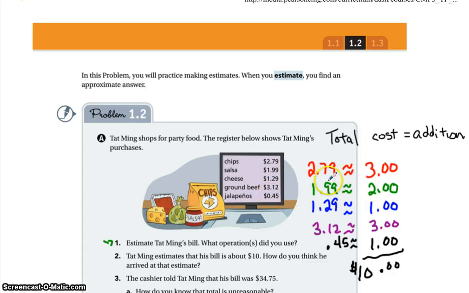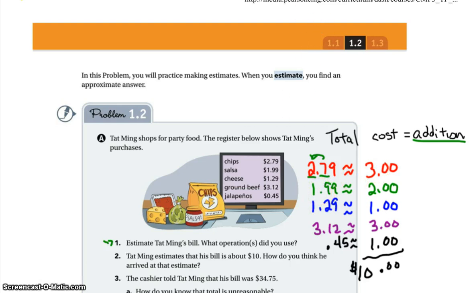Okay, so $2.79 to the nearest dollar, so to the nearest whole dollar amount. The 7 is what's going to change the 2. Okay, so total cost. If we're estimating the bill, we're trying to find the total for that. So that's going to imply addition. So I'm going to add all of these up. So 2.79, I'm looking at the 7, and the 7 is larger than 5, so it tells the 2 to go up to a 3.